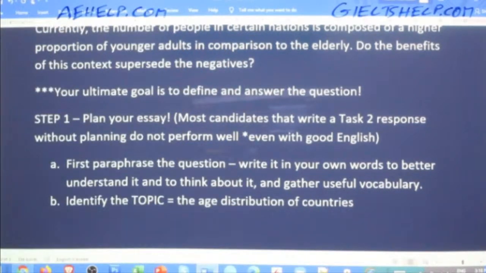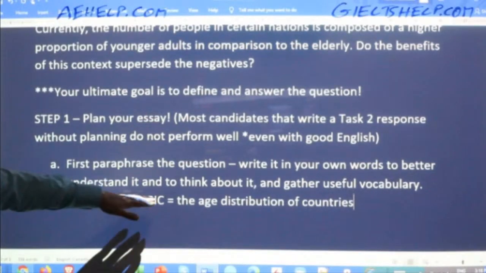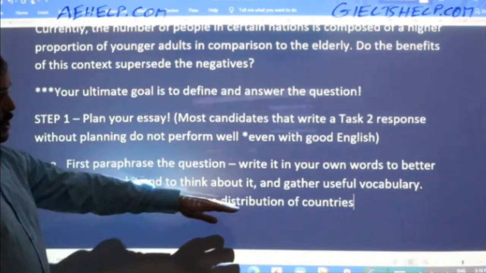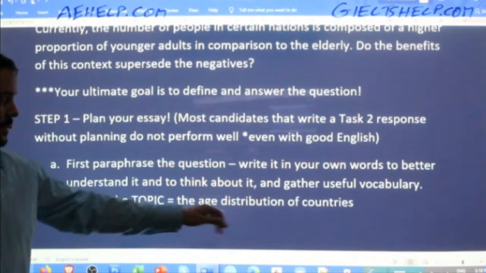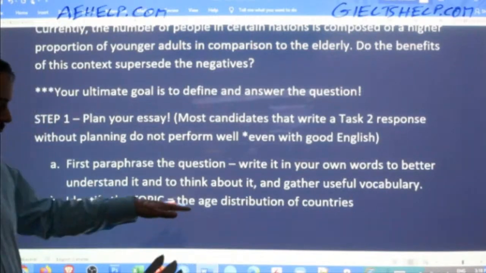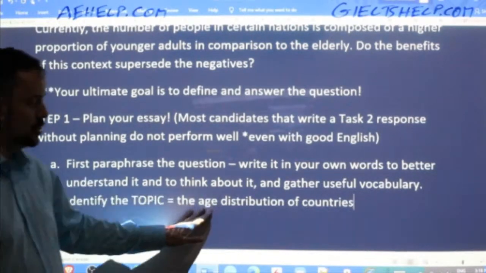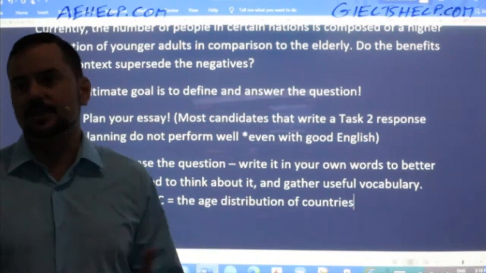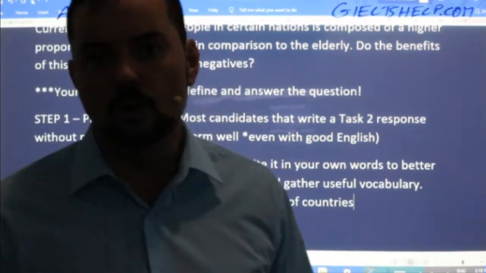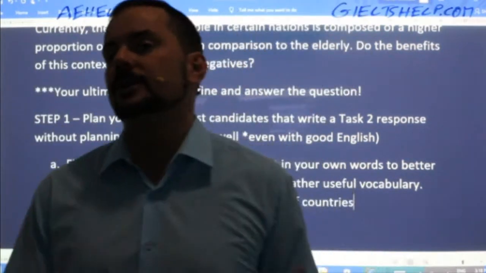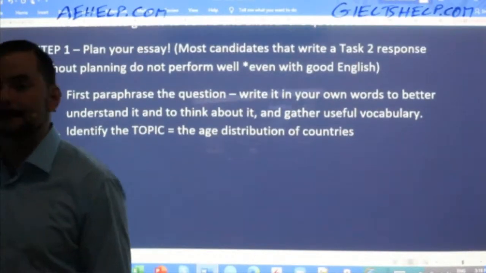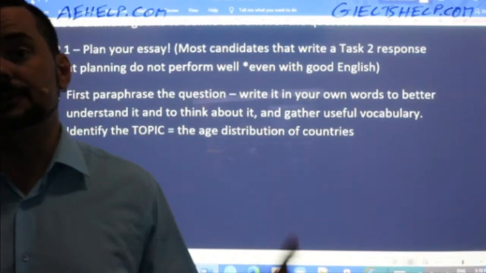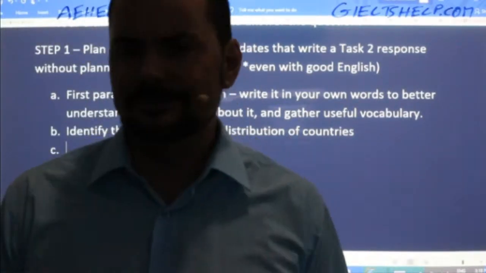So what we want to do is specify the topic as much as possible. So we want to be accurate and concise. And what we're talking about here is the age distribution, the number of old versus the number of young, or the proportion of old, the ratio of old versus young. That's the topic. Does everybody see that? Can I get some thumbs up? Or if you don't, can you ask me, well, why or what?